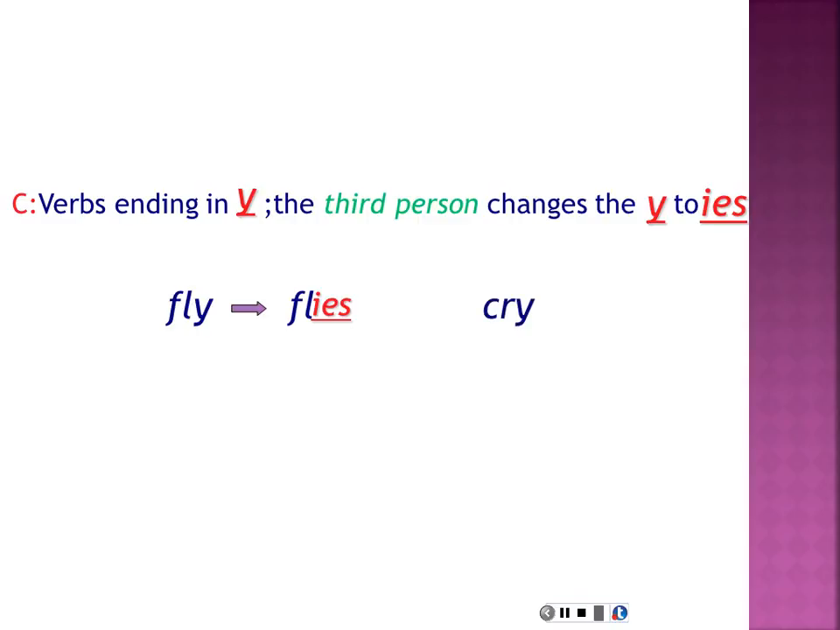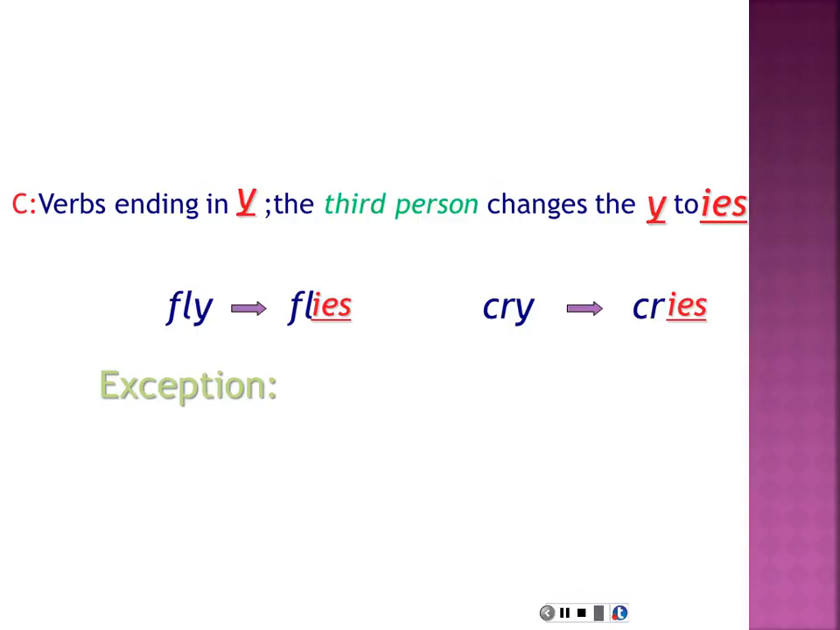The next example, cry. So يبكي, cry, while fly means يطير. Cry, يبكي, becomes cries. She cries very much, and he cries very little. Now we have an exception.